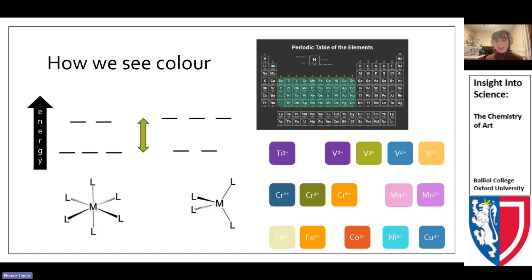But just to give you an idea of how much variety this gives us, on the screen now are some examples of the different colors of transition metal ions as complexes in solution. So yeah, there's a really massive variety, and these colors are also usually really intense.